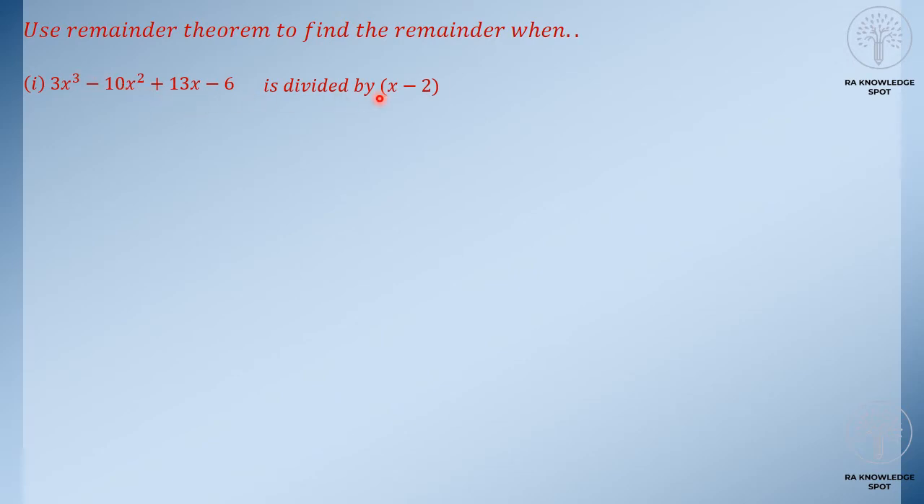Now what is the polynomial? See, this is the question in front of you, that is 3x cubed minus 10x squared plus 13x minus 6 is divided by this. You can see this is the dividend and this is the divisor. So you have to divide this number by this x minus 2.